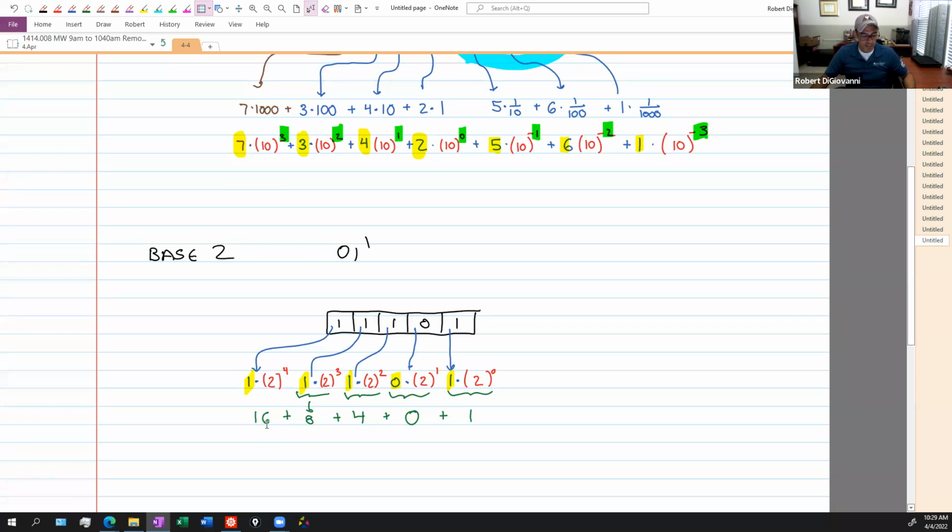So let's add these up. 29, this is 29, right? So this means that this number, 11101 in base 2, is really the number 29 in base 10, the number system that we work in.